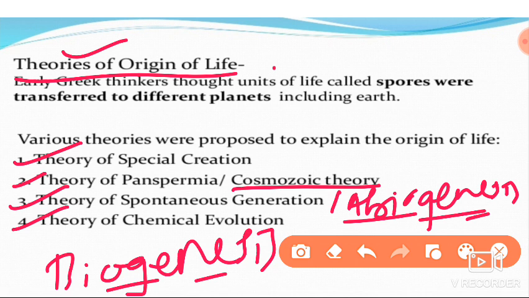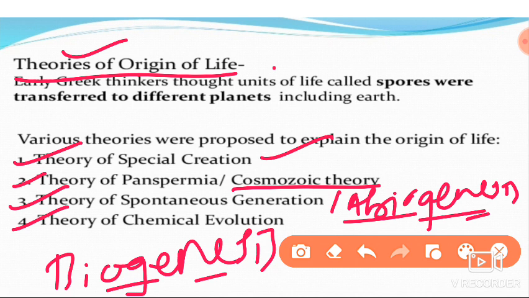These four theories explain different concepts and give different information. These theories are given based on imagination, about how life originated and how the first life originated on the earth. We'll study the information about each theory, what they say and what each theory explains.